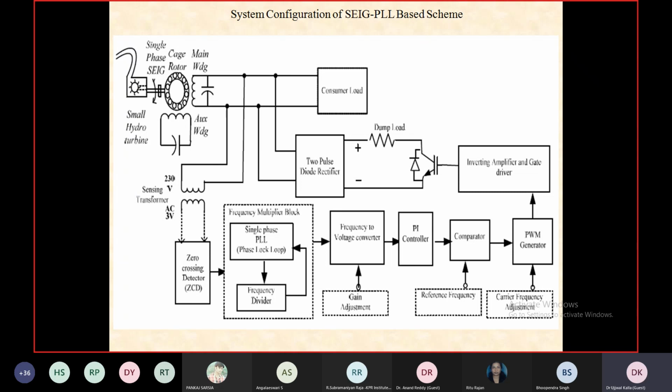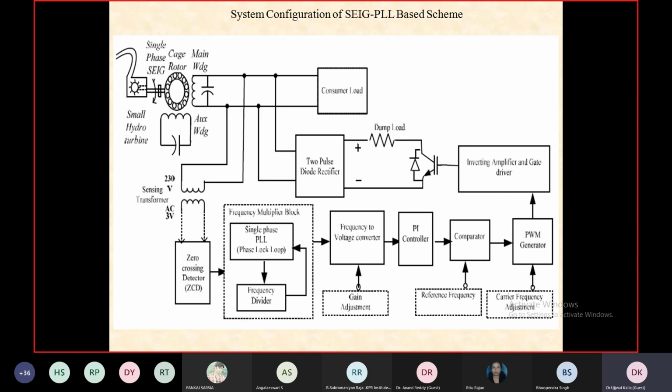One is the self-excited induction generator, then the DFIG, double fed induction generator, and third is the PMDC generator. Nowadays, people are also using the PMSM generator. Some other generators are also being projected in this area, but till now, in most installations, people are using these three generators.